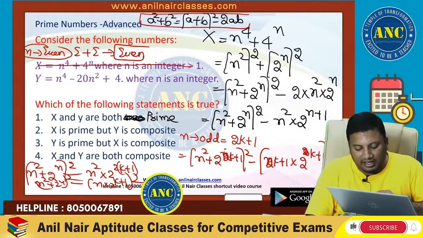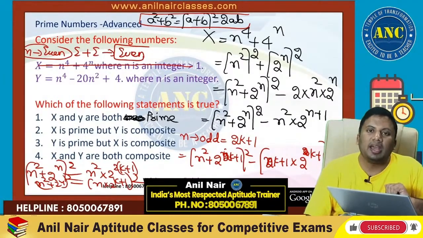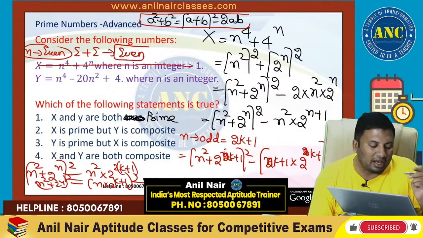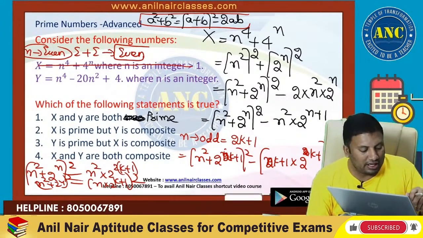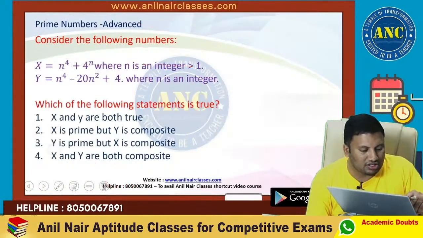Anyway, it results in (a plus b) into (a minus b). None of them is giving me 1, so it is out.